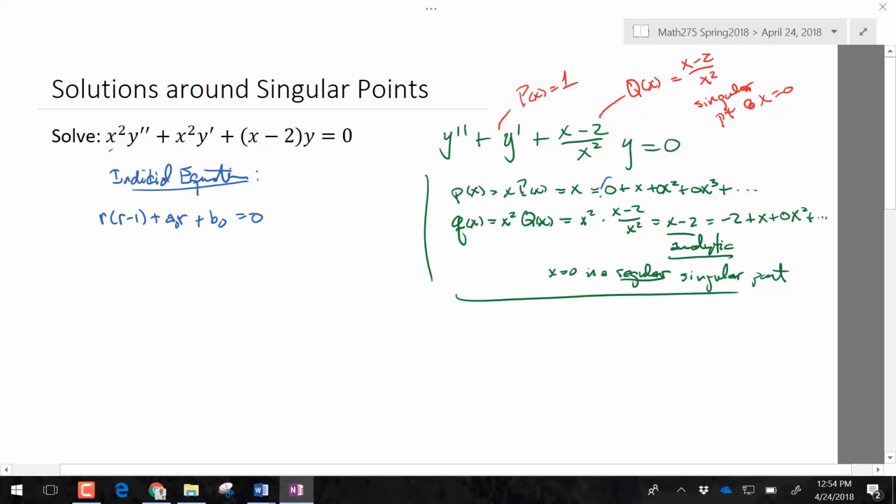So we know that a naught is equal to 0 and b naught is equal to minus 2, based on our little p and little q expansions. So then we can work this out. r squared minus r plus 0 minus 2 is equal to 0. r squared minus r minus 2 is equal to 0. I think this is factorable, right? r minus 2, and r plus 1. One is a plus.